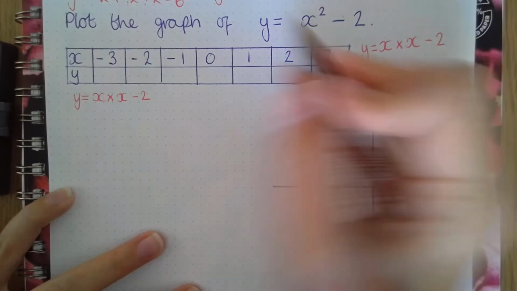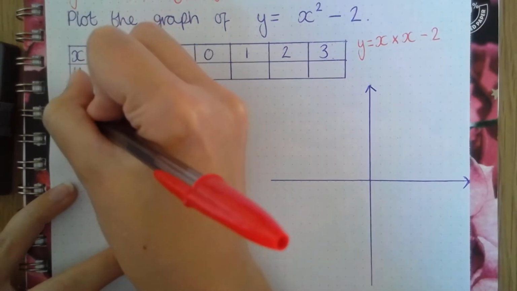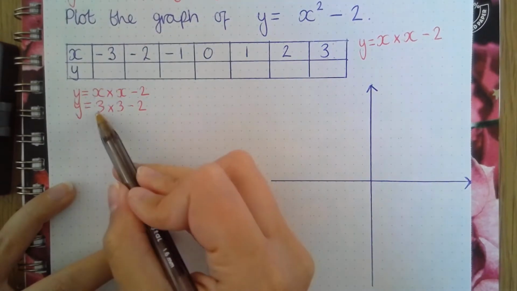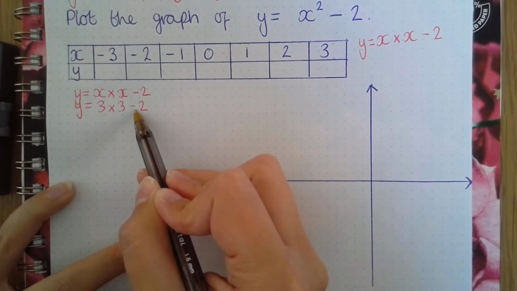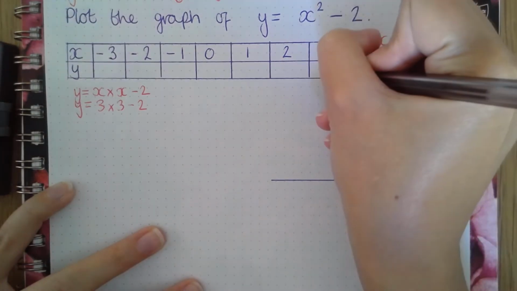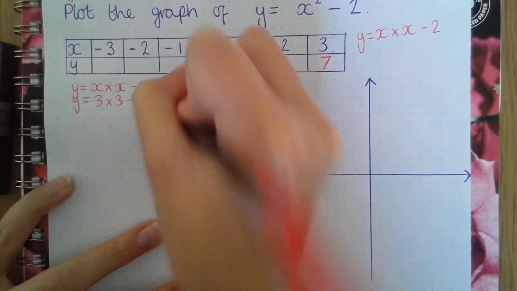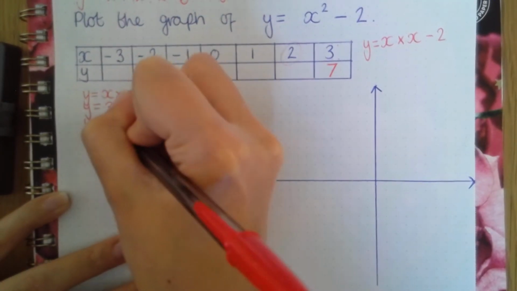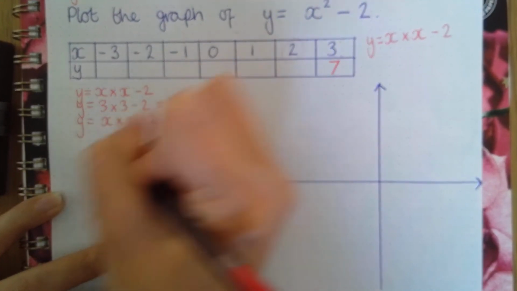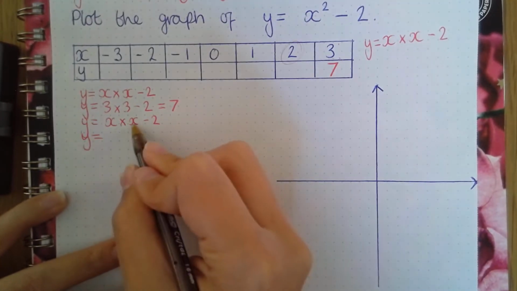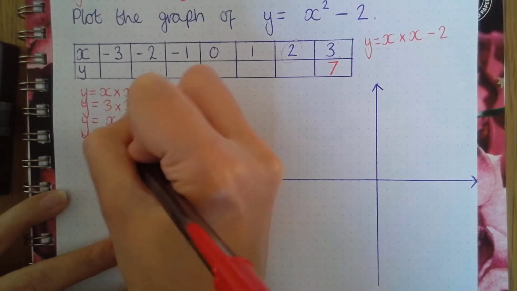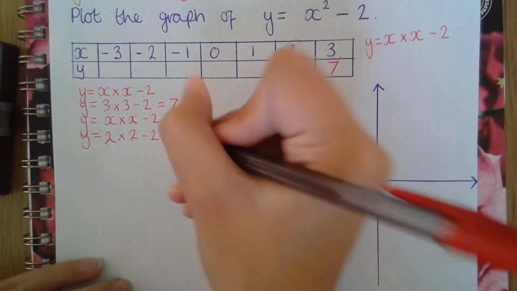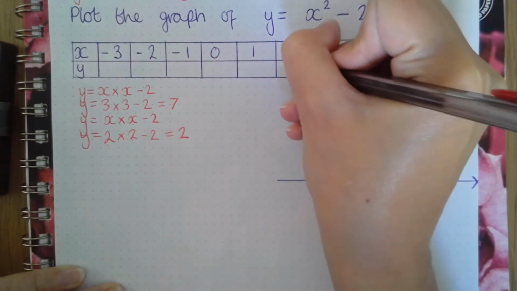Well, we're going to use x is 3. So instead of x times x take 2, it's 3 times 3 take 2. 3 times 3 is 9, take away 2 is 7. Okay. Then we're going to use x equals 2. So instead of x times x take 2, we're going to do 2 times 2 take 2. So 2 times 2 is 4, take away 2 is 2.